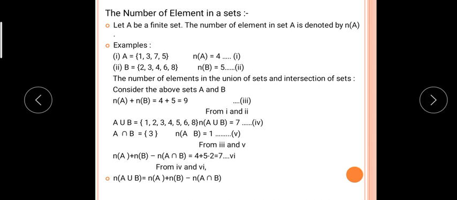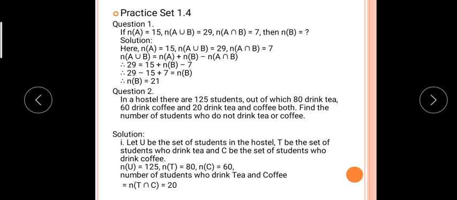Understood? Now I am going to explain the examples from practice set 1.4. Listen, I explain this example by using the sets and also by using the Venn diagram. In the exam, if it is asked to solve the given example by using sets, and the Venn diagram is not mentioned, then there is no need to solve it by the Venn diagram.